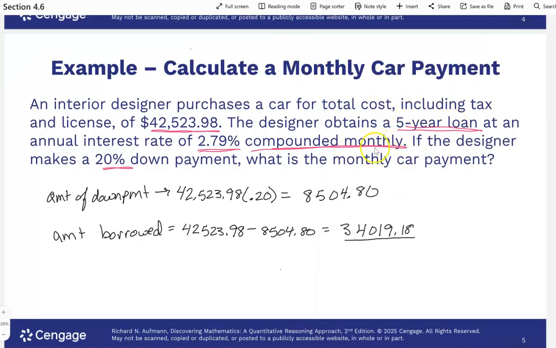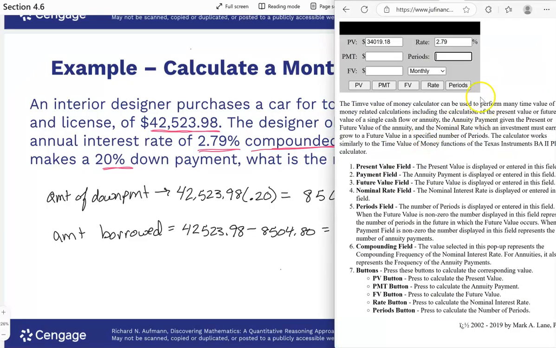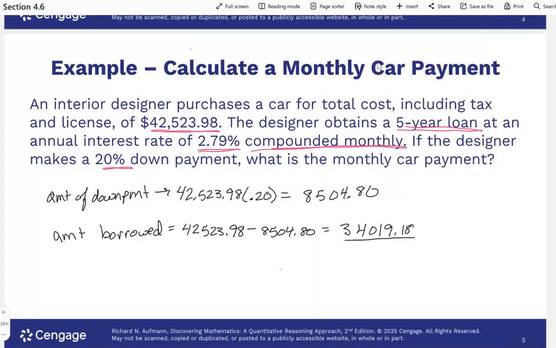And periods. They are borrowing this for 5 years, and they're going to make a monthly payment. So 5 years times 12 would be 60 payments. So 60 payment periods. And we want to know what that monthly payment is going to be. So I'm going to click on PMT. And our monthly payment is going to be $608.11.